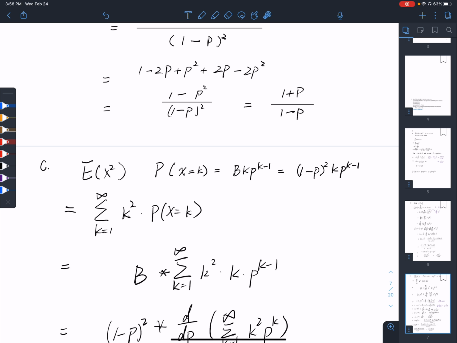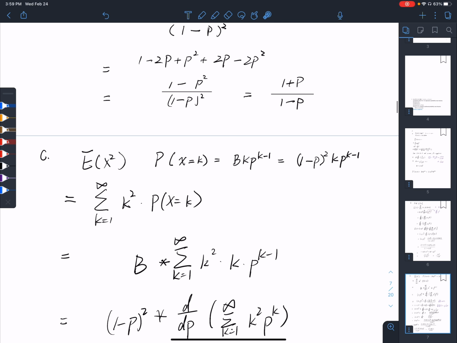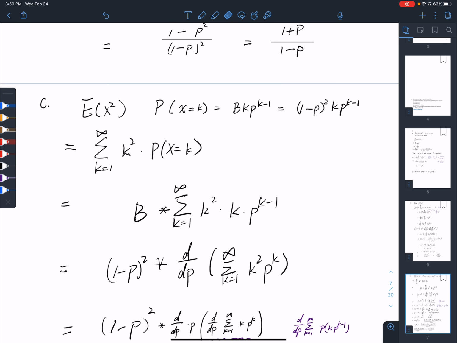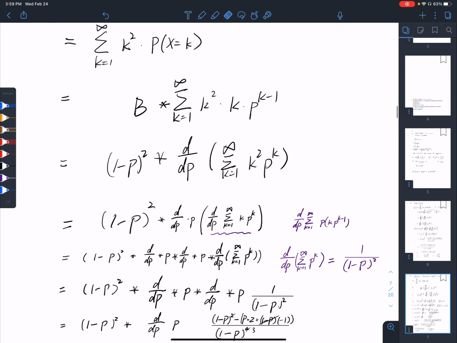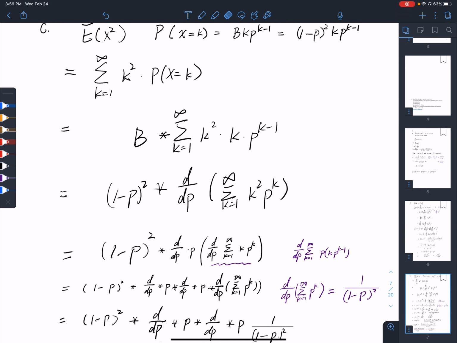Okay, so we need to do the expected value of x squared. So since we know the expected value of x squared is equal to the sum of k squared times the probability of x equal to k. So we follow the same process. We plug in the probability x equal to k is (1 minus p) squared times k times p to power k minus 1.